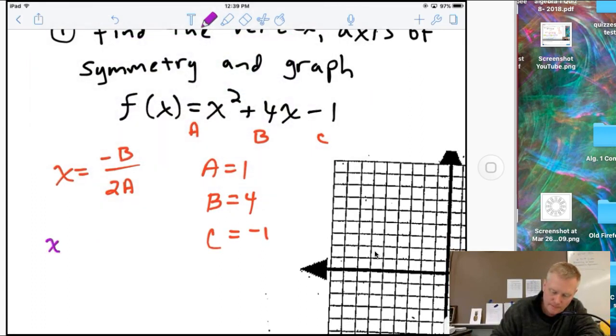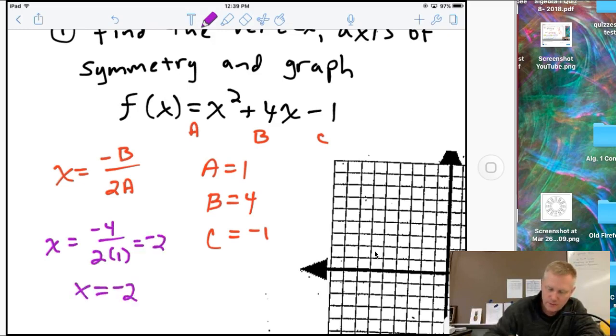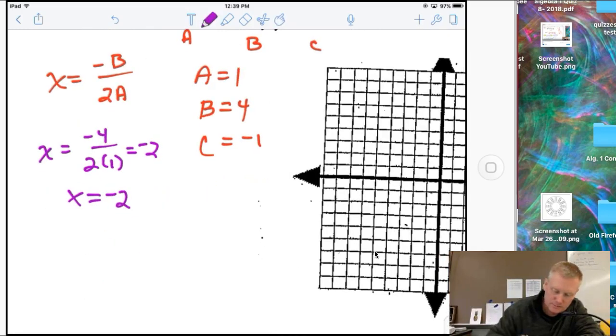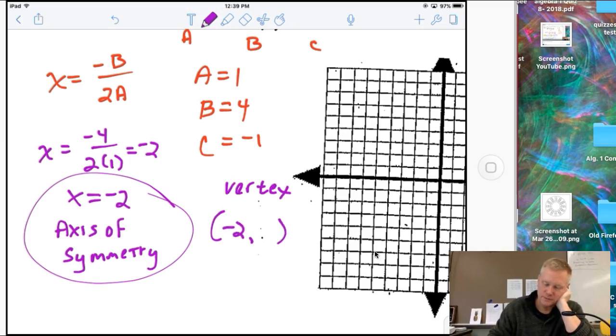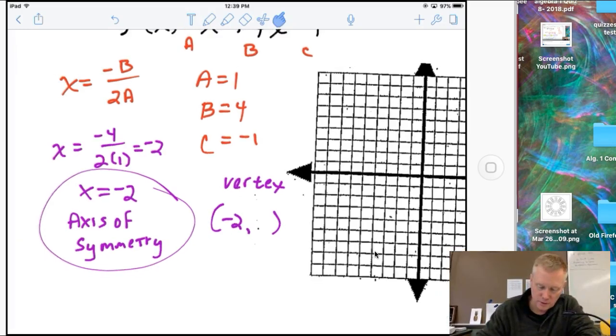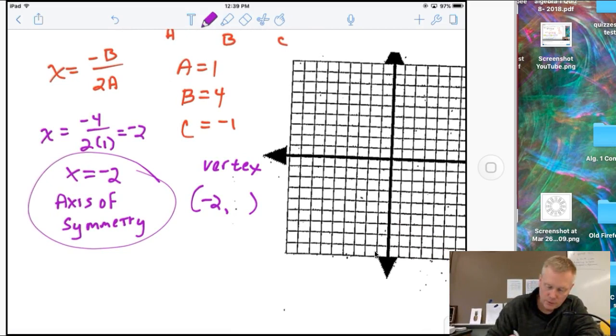I get negative 4 over 2 times a, where a is 1, which gives me negative 2. So I got two things for that. I got the axis of symmetry. There's one answer. And when I'm looking for the vertex, I also got the x-coordinate of the vertex. Now I'm going to have to find the y-coordinate also. So let me do that now.